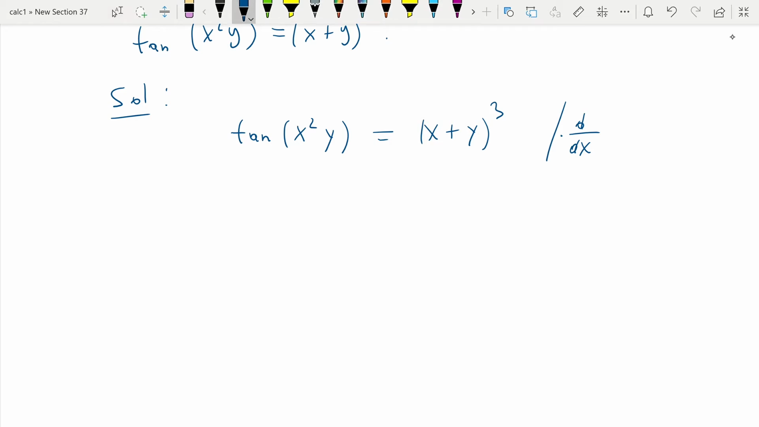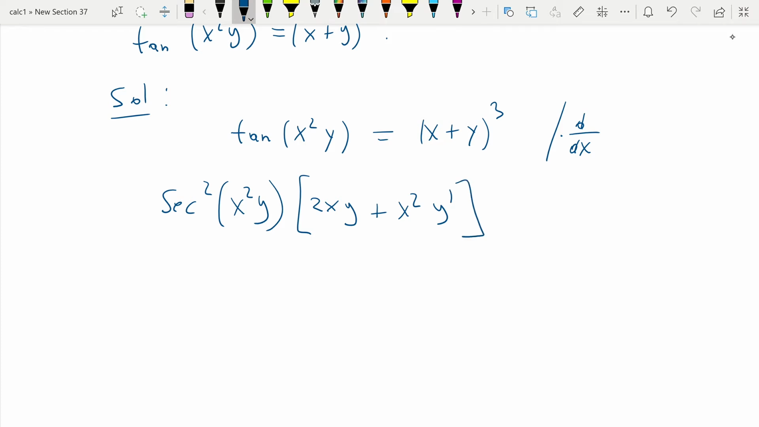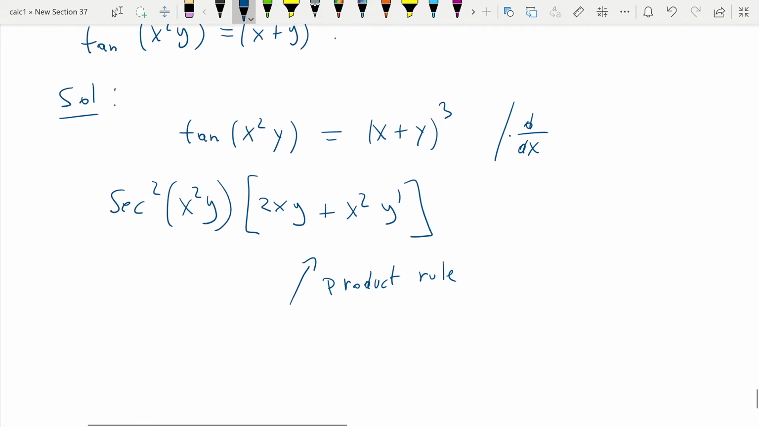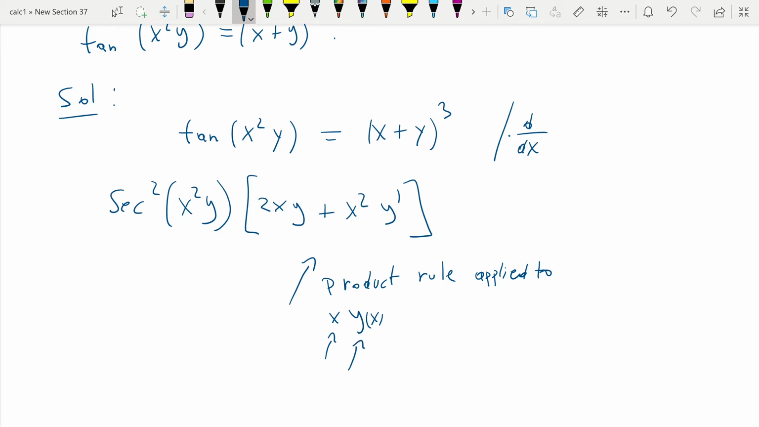On the left hand side, we apply the chain rule. The outside function is tan, and the derivative of tan is secant squared. We evaluate it at what's inside, x squared y, and then multiply by the derivative of what's inside. So we apply the product rule here. First differentiate x squared, so we get 2x times y, plus x squared times the derivative of y with respect to x, so y prime. This is just the product rule. Remember that y depends on x, so you have a function of x times another function of x. y is y of x.